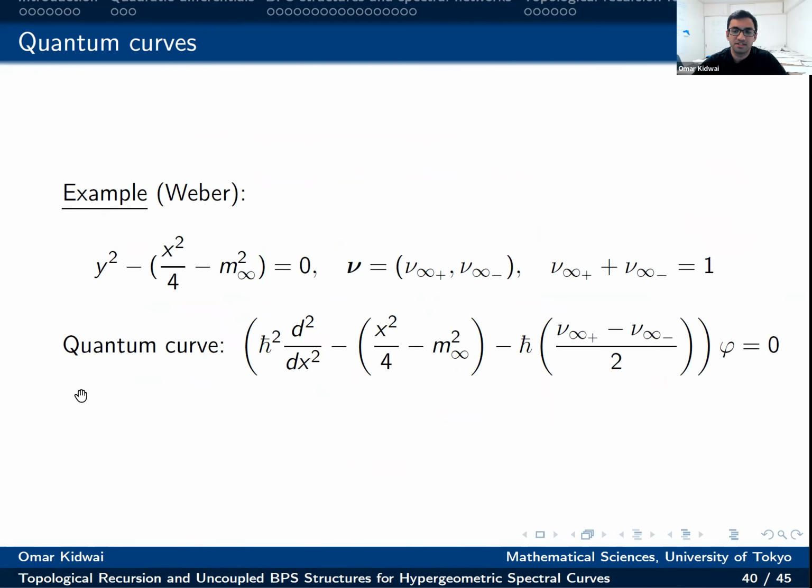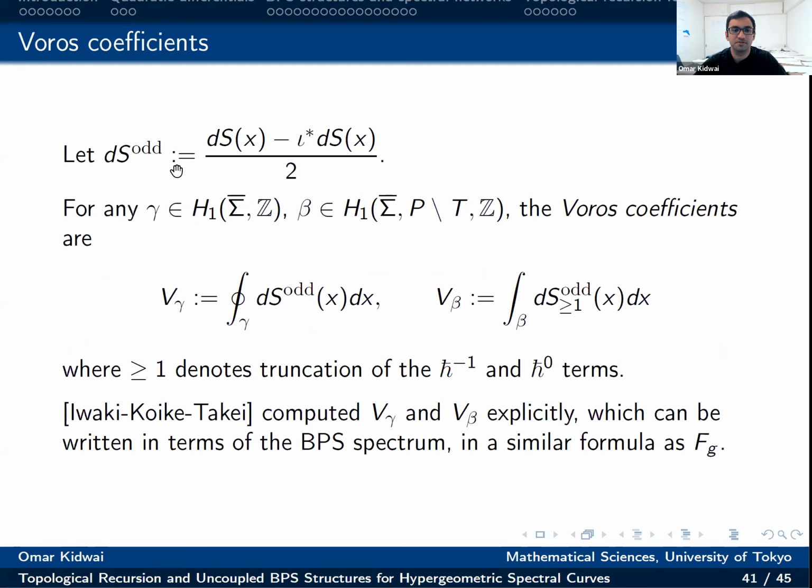So I won't tell you the details in generality. I'll just give you an example so you can see. If I have the Weber curve here written down, and I pick some parameters, nu plus and nu minus, the corresponding quantum curve that they wrote down was the following. So this thing will kill the TR wave function with parameter nu. And they did that for the other 8 examples.